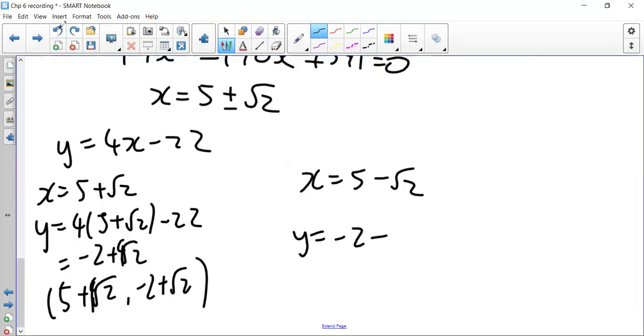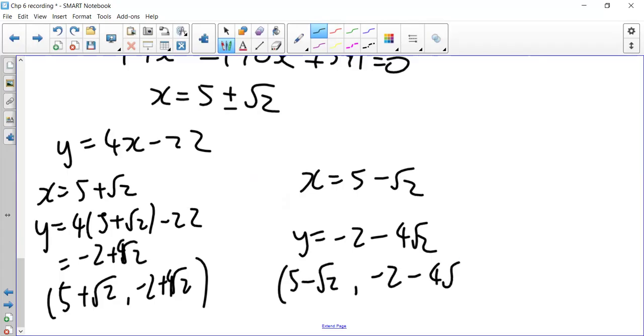Yeah, I'm not there, sorry. Yeah, 4 root 2. So y is minus 2 minus 4 root 2. So the coordinates are 5 minus root 2 and minus 2 minus 4 root 2.